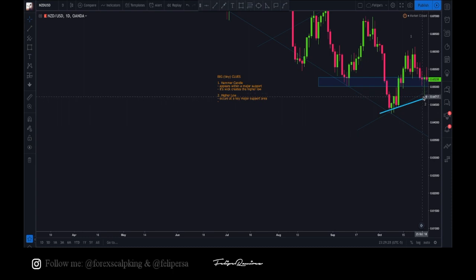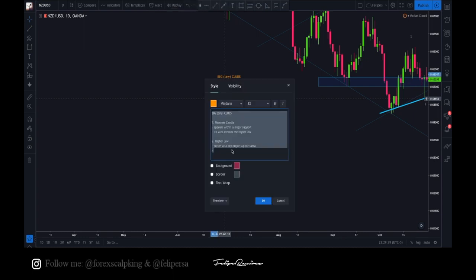And the failure of breaking this support, this lower low, is you could say clue number two. It's within clue number two. So the failure to break that lower low, or lowest low, if you want to call it better, lowest low.